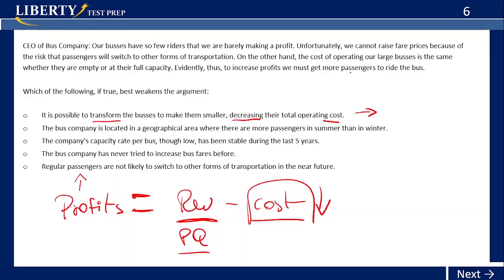So getting more passengers wasn't the only way. That will weaken your answer, your main conclusion. Okay, so that's the answer here, letter A. What about the second one?